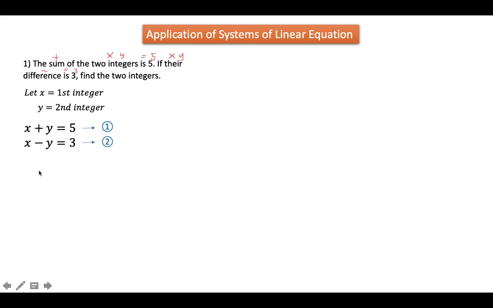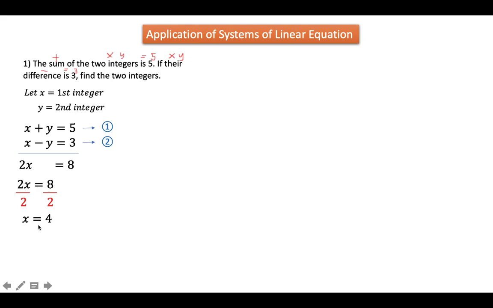Okay, so the third step is we're going to decide which method to use to solve this system of two linear equations. It is best to use the elimination method. So by adding these two equations, x plus x is 2x, positive y minus y is 0, then 5 plus 3 is 8. Then we want to isolate x, so we divide both sides by 2, so that x is left, and 8 divided by 2 is 4.